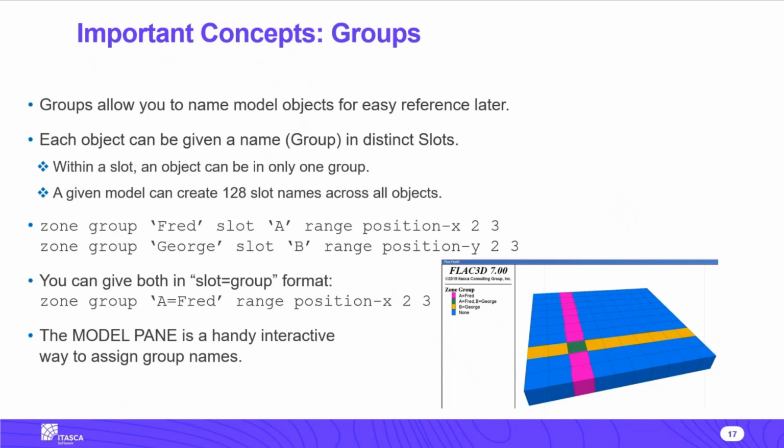So you can see how this would be useful. I mean, this example is a bit made up, but you could say some of these are sandstone, and some of them are also called tunnel, and some of them might also be called wet or something like that. So this is again about commands, and you can do this in shorthand by saying zone group A equals Fred, which tells you the slot and the group name in one command. Again, you don't necessarily have to memorize these commands. We're going to use the model pane to identify groups in these things.